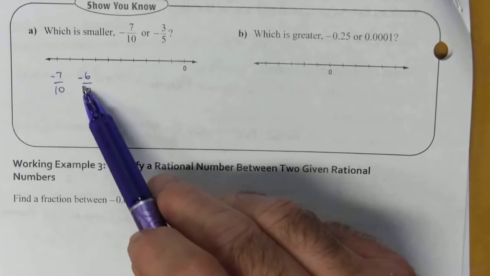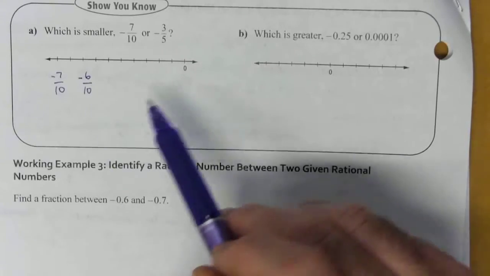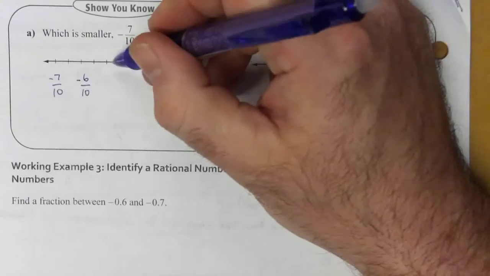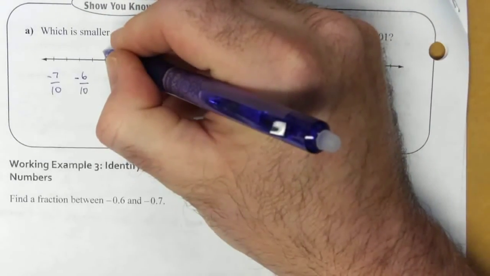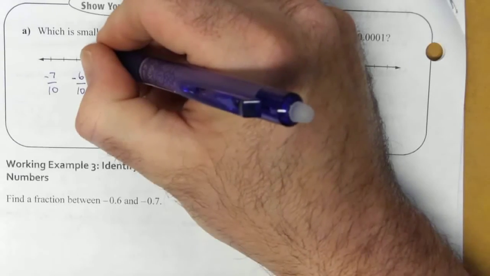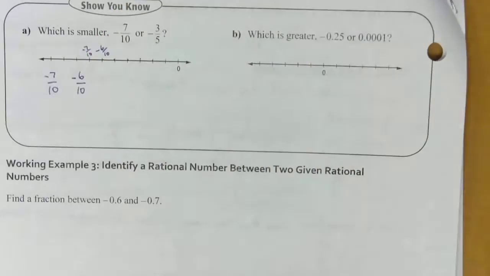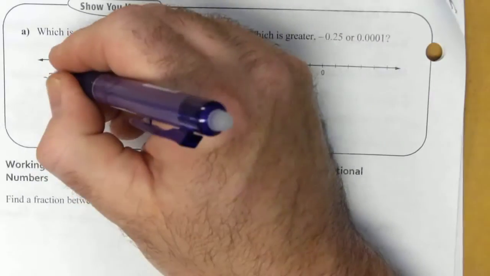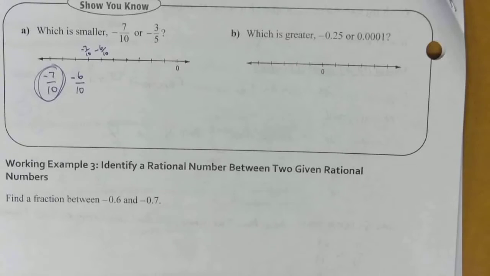These are negative numbers, so they're to the left of 0. And let's see here, 1, 2, 3, 4, 5, 6. We can say that this is negative 6 over 10 here, and then this is negative 7 over 10 here. So the smaller number is always to the left on your number line, which means that negative 7 over 10 is your smaller number.